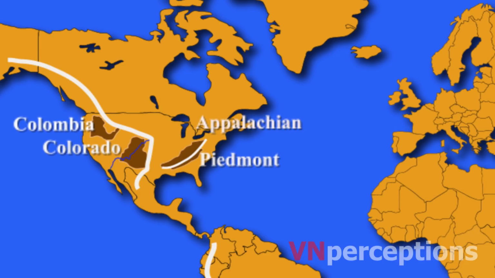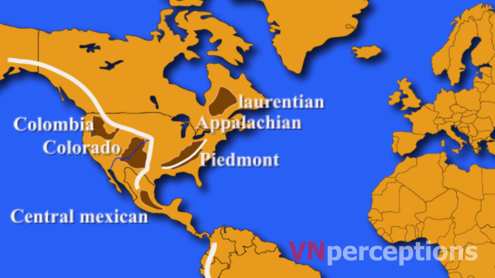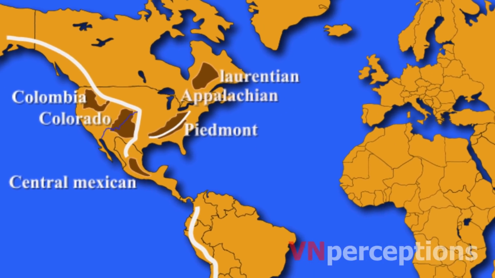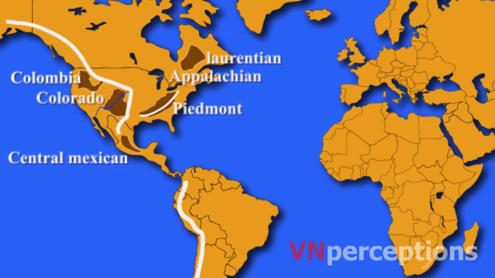In Canada, we have the Laurentian Plateau. It is also known as the Canadian Shield. And when we come to the central part, we have the Central Mexican Plateau, also known as the Mexican Altiplano. It is a large arid to semi-arid region. Now this plateau occupies much of the northern and central Mexico.